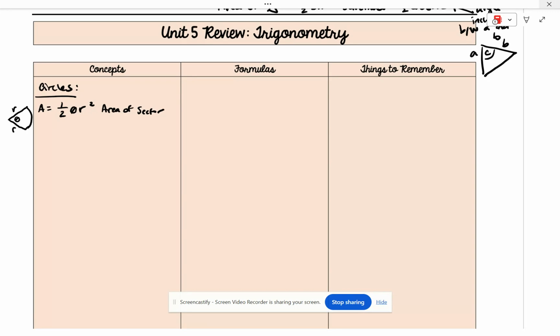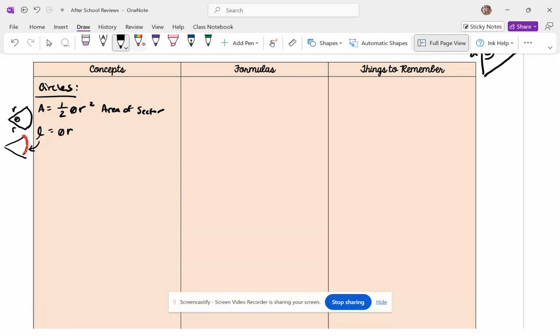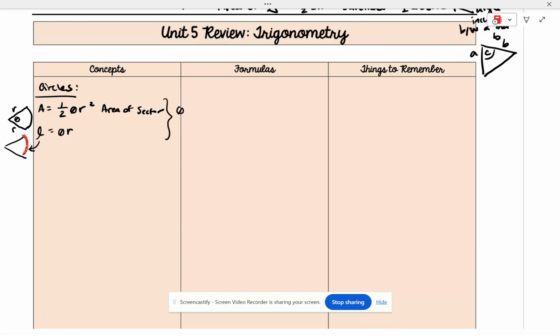And then we also have another formula that goes with circles, and that is arc length. And that's basically the length of a pizza crust, if you want to think about it like that. Okay. And just remember that both of these formulas, you always need to have your theta in what? Radians. Good job.